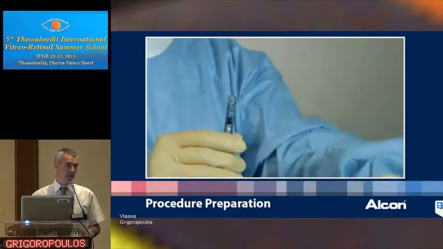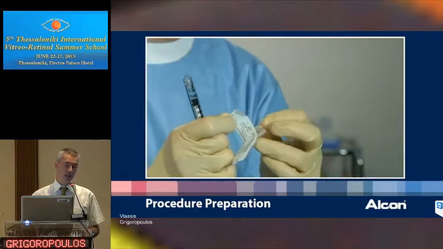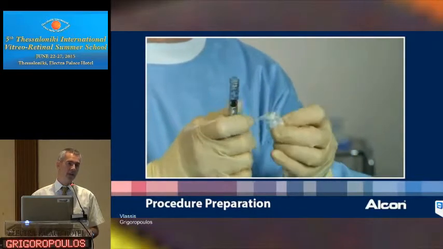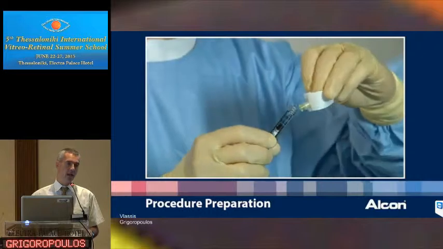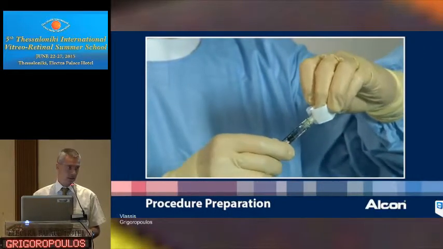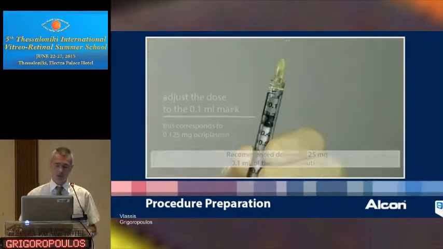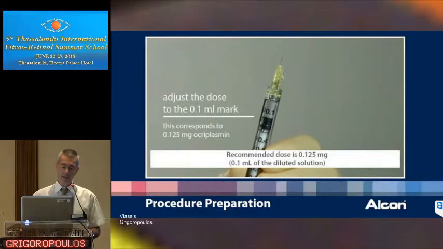Two minutes after you take it from the freezer, the drug is ready to be injected, and once you reconstitute it, you have 8 hours to use it inside the eye. After that, you have to throw it away. It stays active for 8 hours. So 0.1 ml corresponds to 0.125 milligrams of ocriplasmin.